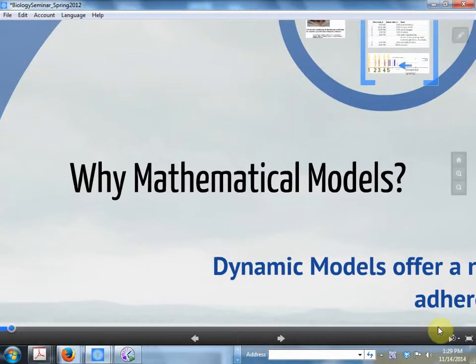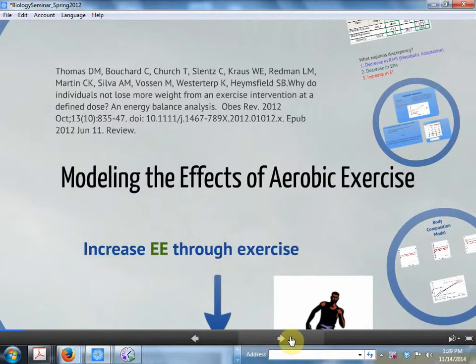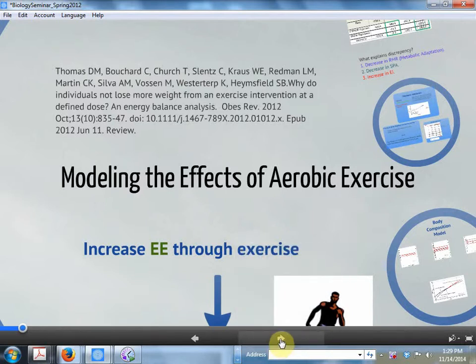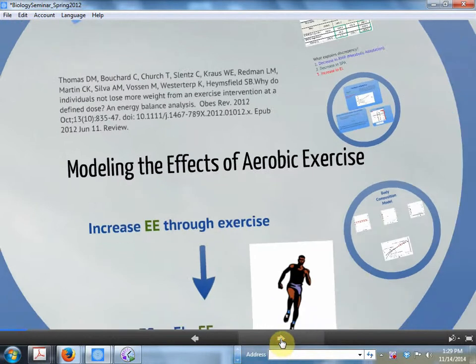So why mathematical models? You might think, why is a mathematician doing this kind of work? Well, the main reason I came into this area is to look at self-report and offer another way for people to assess how much people are eating. And we built a model for that. We also used similar ideas to understand aerobic exercise, and we have also done work on resistance training as well. They give you an objective view of the data when you look at things through a mathematical model.